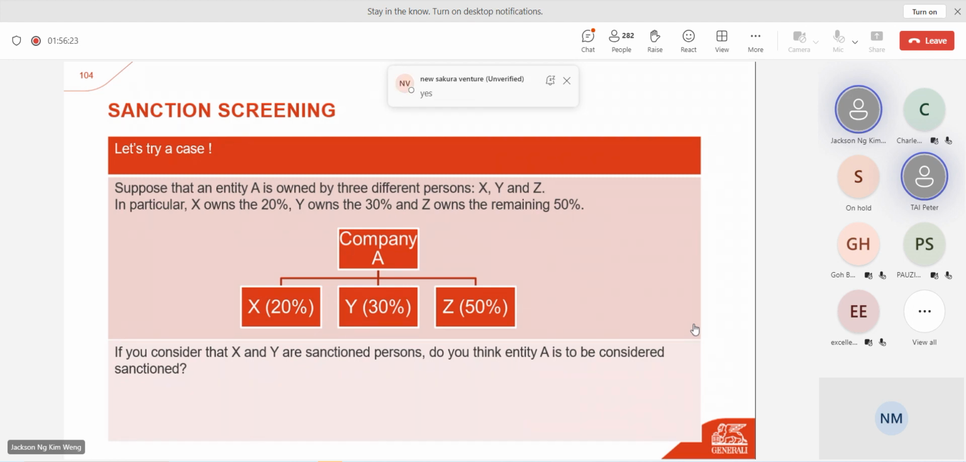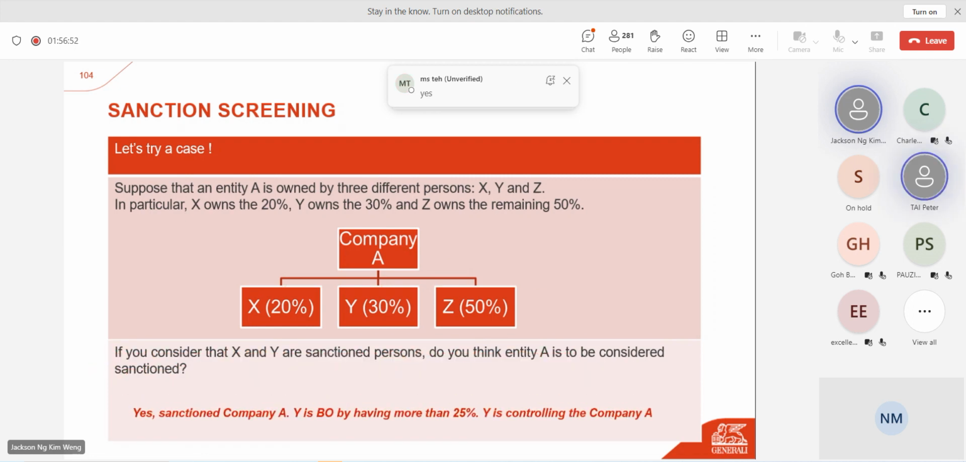So basically, they form a company A. So what do you think? Is company A under a sanction list or not? Yes or no? No? Okay. Any more? Everybody gone out to lunch already. Okay, now, since nobody is answering, let's show the answer.